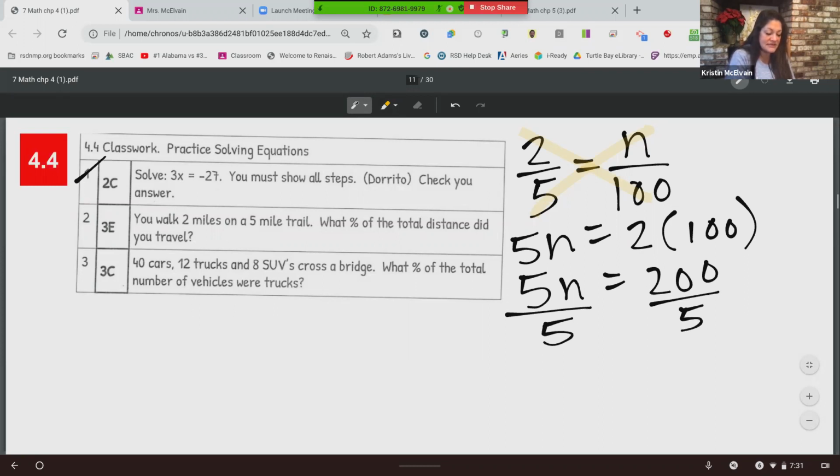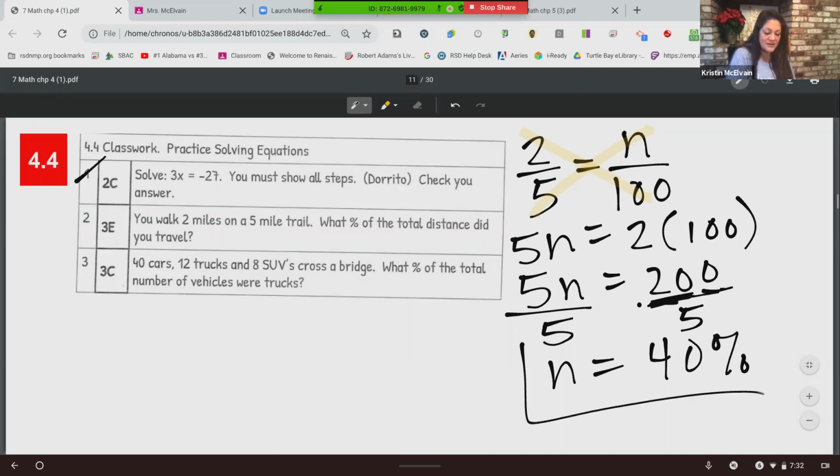So that gives us n equals 40. When we look at that, we could say right here, 20 divided by 5 is 4, and then add the 0. So it is 40%. Okay. Good for number 2.